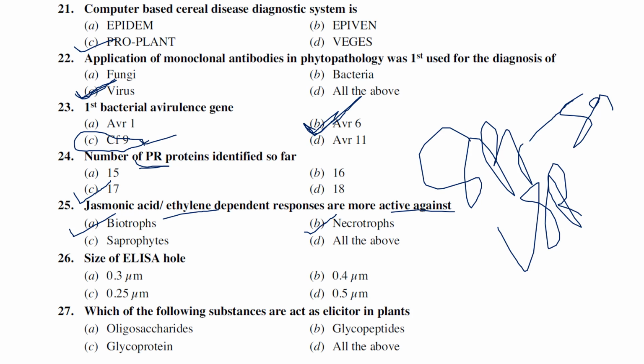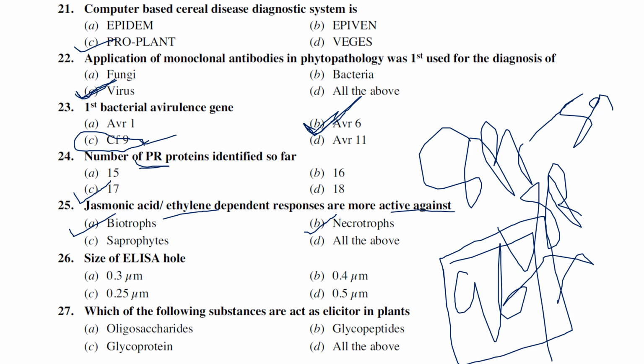And the size of the ELISA wells. An ELISA plate generally contains 96 wells, 12 into 8. There are other plates also available, like 72, 96, 384, and probably 1536 or more. I'm not sure. These different kinds of plates are used for various purposes, but the most commonly used ELISA plate consists of 96 wells, 12 columns and 8 rows. Generally the volume of this 96-well ELISA plate is about 0.4 microliter, not micrometer, microliter.